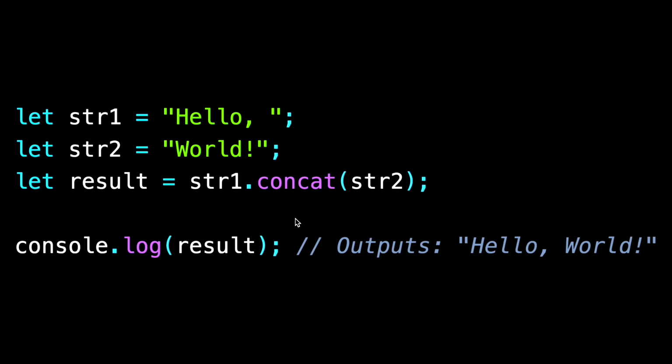Now let's talk about string manipulation. That's how we can do things and change strings. So first we have concat. Concat is used to join two strings together. So we have string 1 concat string 2, and this is going to be hello world. It's going to combine these two strings together.